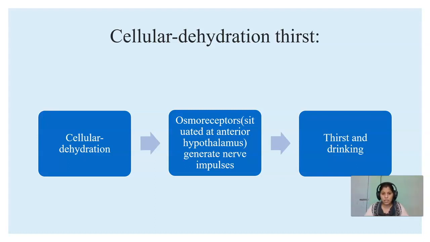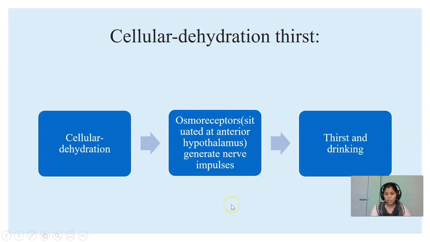This is called the cellular dehydration theory. Cellular dehydration theory means if the cell is dehydrated, if there is a loss of water in the cell or the cell requires water, it sends a signal to the osmoreceptors. These osmoreceptors are located in the anterior hypothalamus. The osmoreceptors generate nerve signals, and these signals trigger the feeling of thirst, and we then need to drink water.